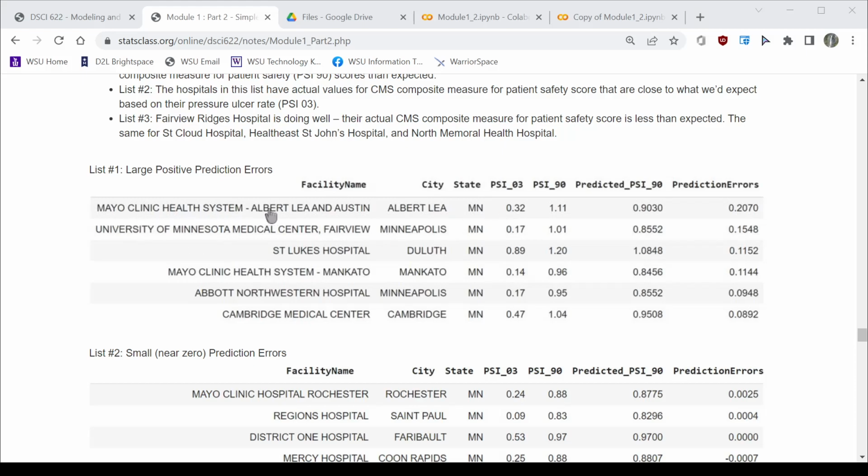So for Mayo Health System's Albert Lea and Austin, we can see that their pressure ulcer rate is 0.32. I would expect, based on information from all the hospitals in Minnesota, their PSI 90 score to be about 0.9. However, their actual score is 1.11, which is considerably higher than what I would expect. So their prediction error here is positive. So in some sense, these hospitals are doing worse than I would expect them to do.